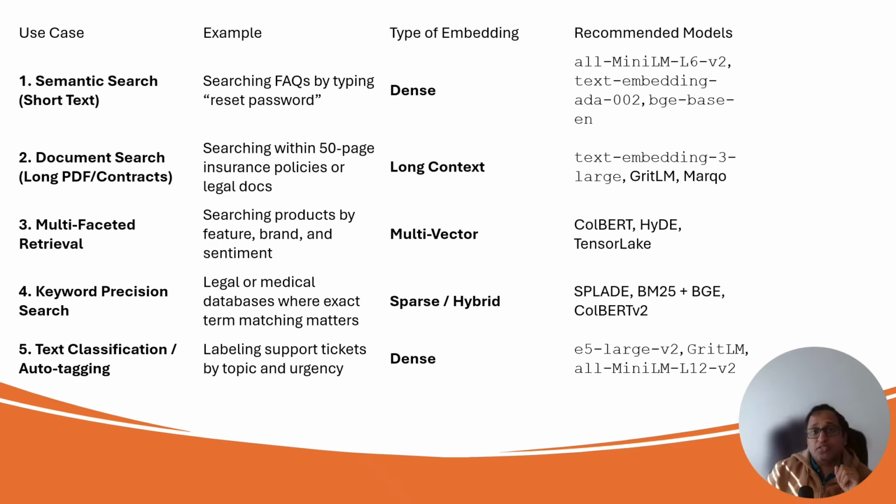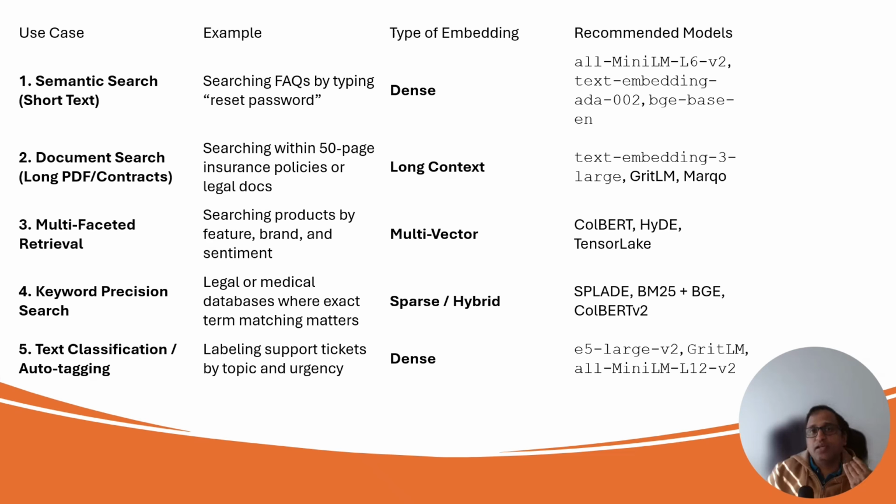Another use case: let's say you want to search inside a 50-page PDF document, maybe an insurance policy, a legal contract, or a research paper. Traditional embeddings might truncate or miss the context beyond a few paragraphs. But long context embeddings are designed to process and retain meaning across thousands of tokens. This is where models like OpenAI text embedding 3 large become extremely valuable. They allow you to embed the entire document, not just a fragment, so your search becomes far more context aware.